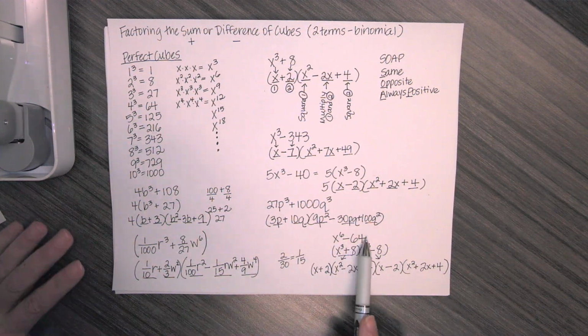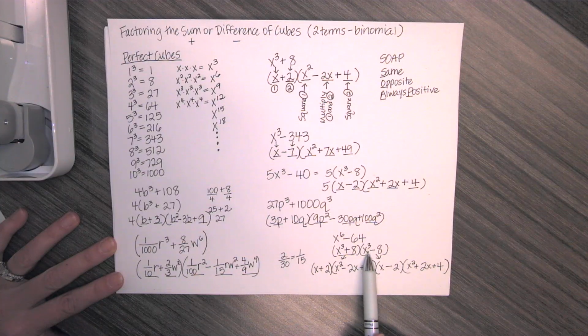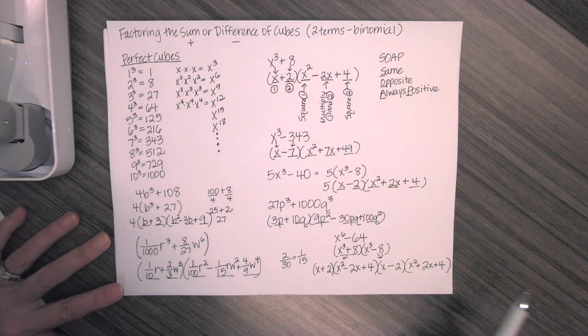So this one factored first as the difference of squares, and then you had to factor the sum of cubes and the difference of cubes. So this is your final answer here. All right.